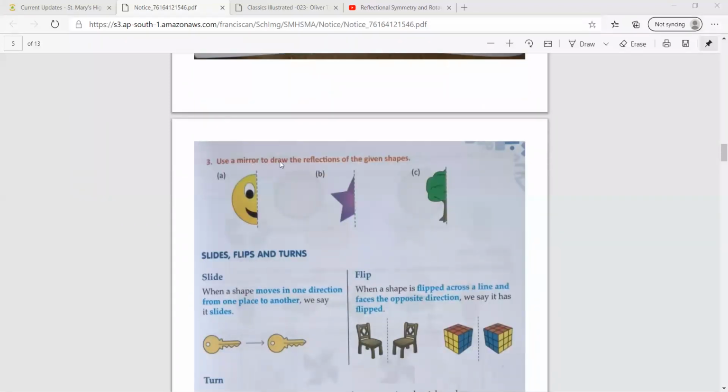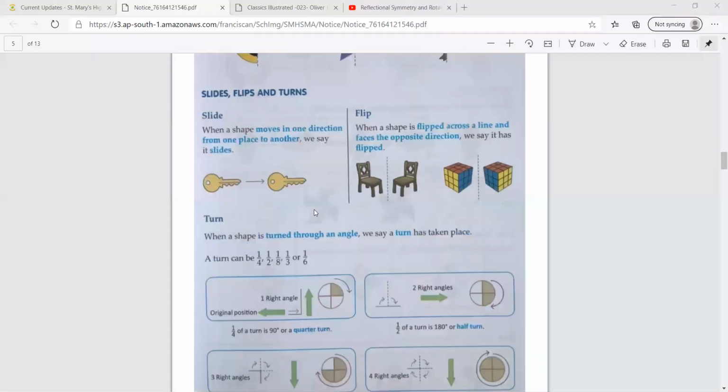Use a mirror to draw the reflections of the given shapes. Now for this, they are telling you that you place a mirror over here and you see what reflection falls on the mirror. Even if you don't use a mirror, you can imagine how this would look on the mirror. So you can draw the reflection over here according to the mirror reflection. So that is what is to be done over here. Again, the same thing. If you don't have your textbook, you can roughly draw these figures in your book and complete it. Okay. We go ahead now.